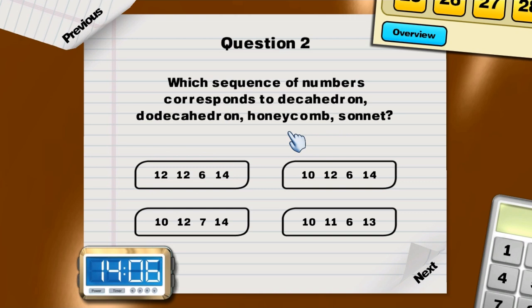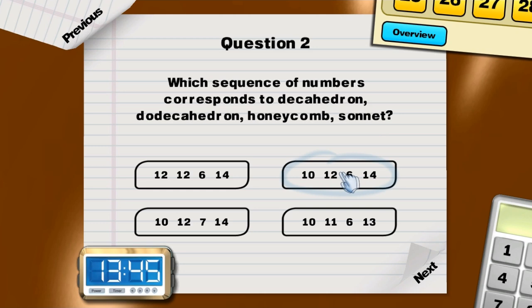This kind of question is pretty simple. It's just making numbers based on the words. So a decahedron is 10, a dodecahedron is 12, so it's one of these two answers. A honeycomb is a hexagon shape, which is 6, and a sun has 14 lines, so it's this answer here.